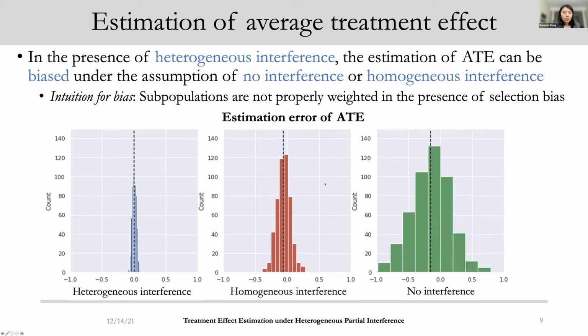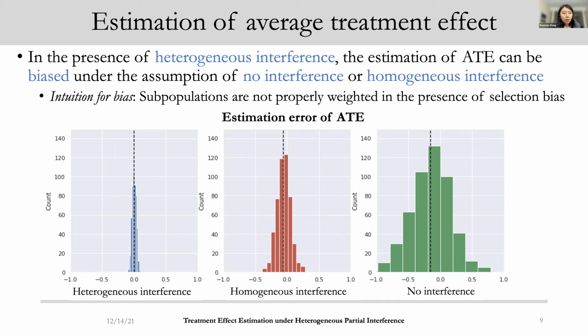The other two approaches account for interference and are both proposed in our paper. One assumes that the interference is homogeneous, which is the one in the middle histogram. And the other one properly accounts for the heterogeneity in interference, which is the one on the left. These three plots show the histograms of the estimation error from these three approaches. The black dashed lines denote the average estimation error, which we could think about as the bias.